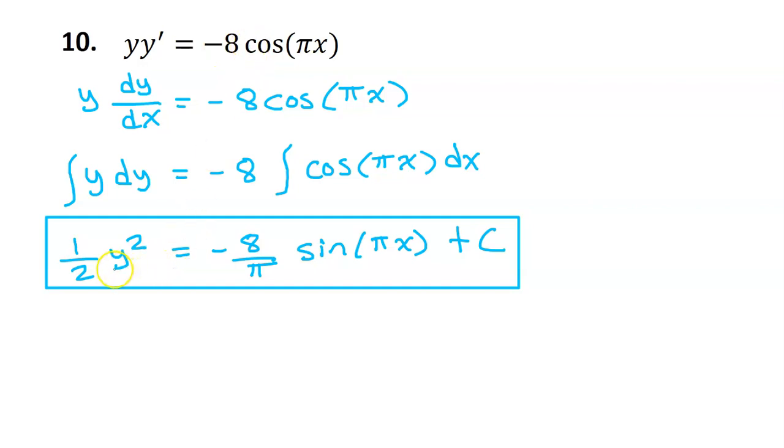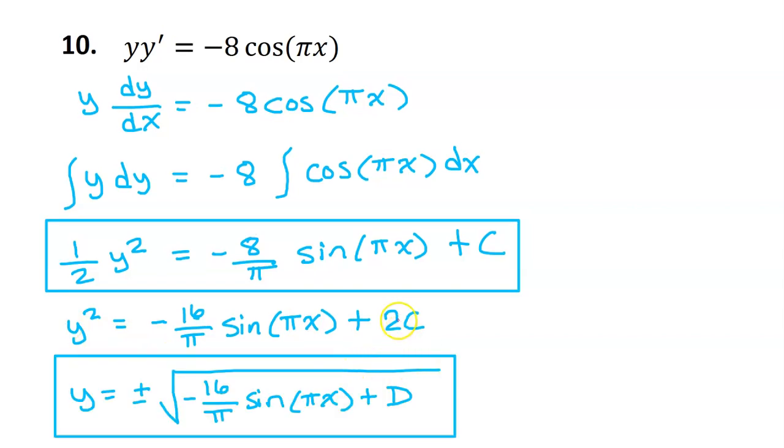Let's see if we can find the version that has y by itself. If we multiply both sides by 2, it'll cancel out the 1/2, and this will become a 16. Also, we have 2c. So let's take the square root of both sides to get y by itself. Don't forget the plus or minus. Remember, 2c is just another constant. Let's call it d.